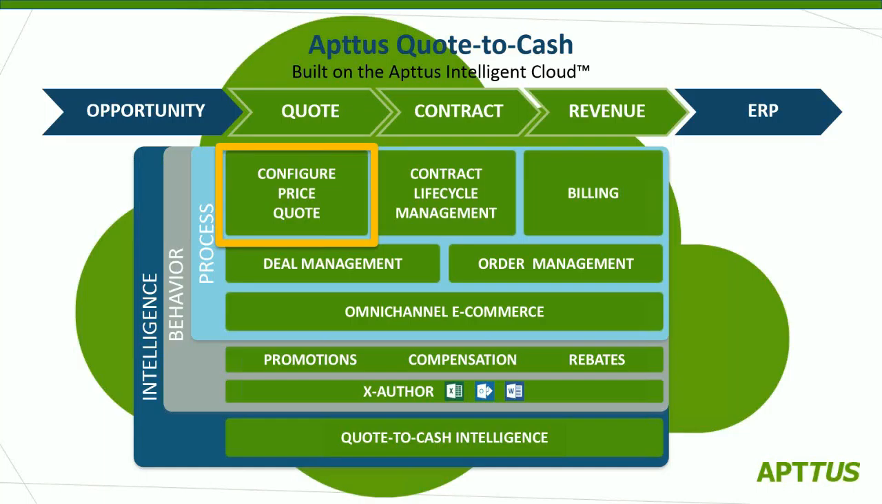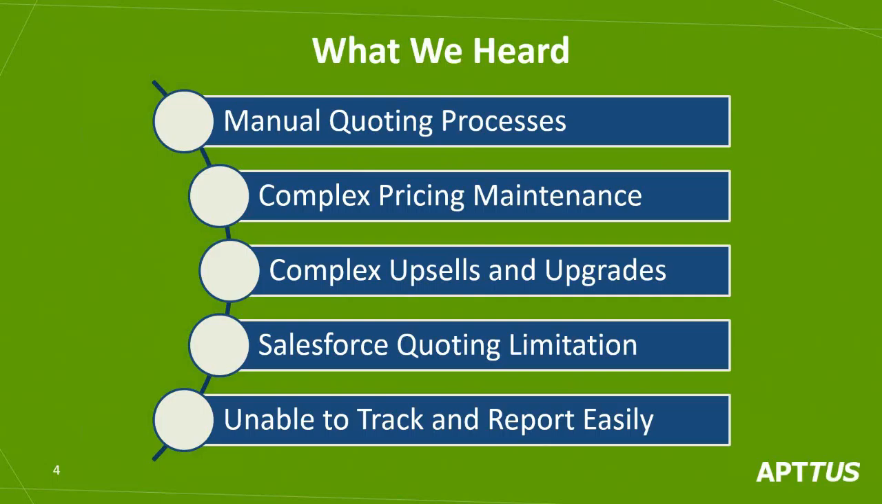With that said, these are some of the key things that we've heard from you guys. Today at Ariaka, there is a very manual quoting process, and that's because of the limitations you've hit with the standard Salesforce quoting mechanism. We've also heard and seen that you have a very complex pricing matrix, which is complex in its nature and also complex to maintain and update.